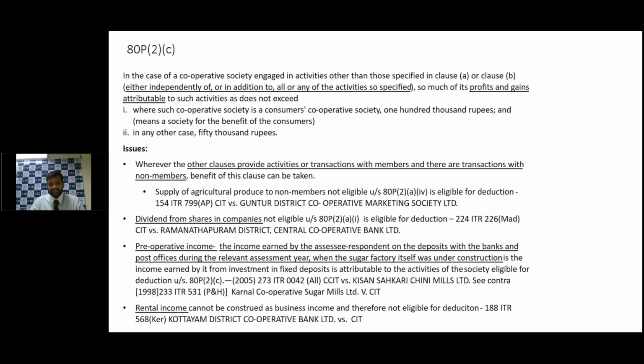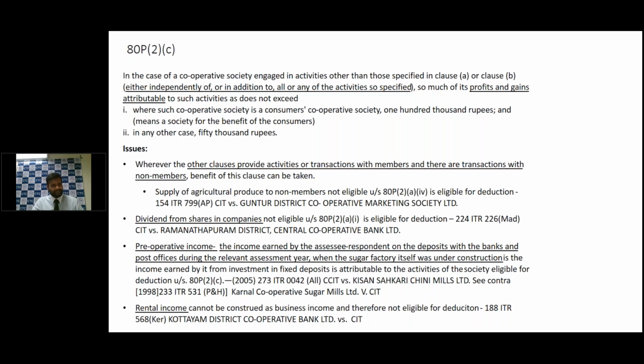80P(2)(c). This is a residuary clause, if I may say. It allows deduction in respect of a cooperative society engaged in activities other than those specified in clauses (a) and (b) above, either independently or in addition to all or any of the activities so specified. And the profits and gains attributable to such activities will be allowed as deduction in case of a consumer cooperative society, to the extent of 1 lakh rupees, and in other cases, 50,000 rupees.